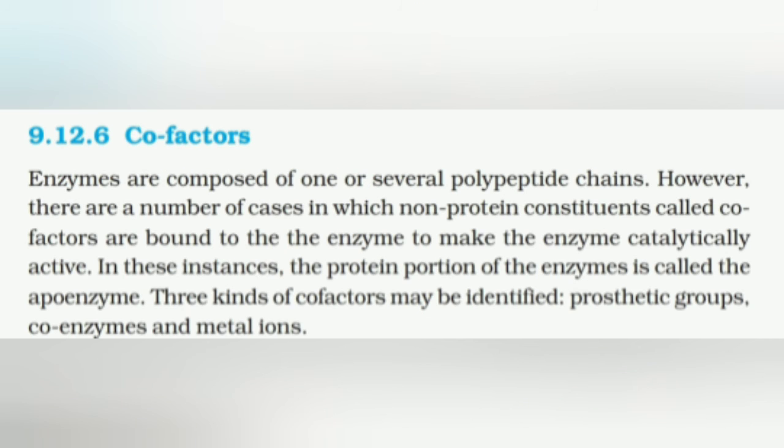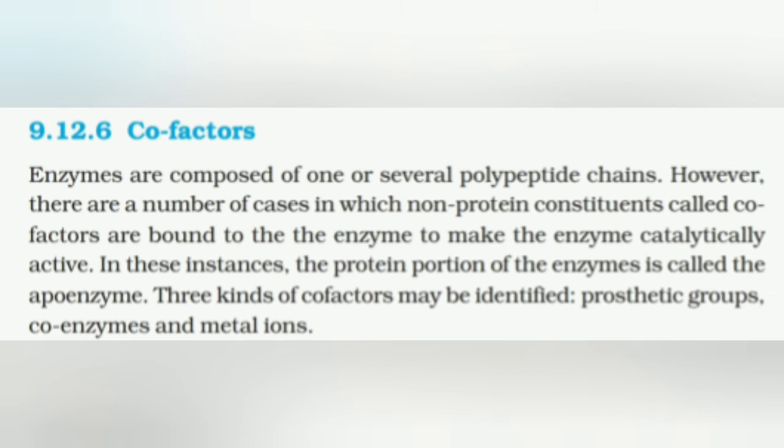Cofactors. Enzymes are composed of one or several polypeptide chains that we have already studied in the quaternary structure of protein. However, there are number of cases in which non-protein constituent called cofactor are bound to the enzyme to make the enzyme catalytically active. मतलब जब तक नॉन प्रोटीन स्ट्रक्चर आकर अटैच नहीं होगा कुछ एंजाइम्स में, तब तक वो एक्टिव नहीं होंगे. In these instances, the protein portion of the enzyme is called apoenzyme.